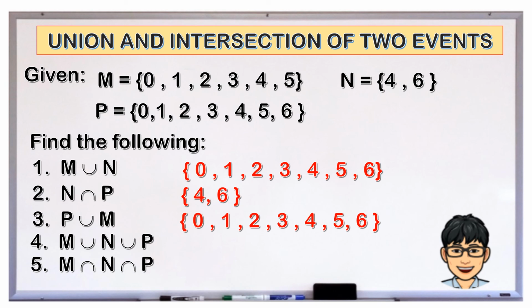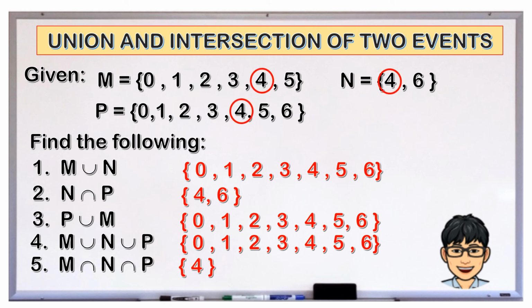Number 4, M union N union P. So, ganun din. This time, we will combine the elements of all given events. So, the answer is 0, 1, 2, 3, 4, 5, and 6. Then, number 5, M intersection N intersection P. So, dito, hahanapin natin ang common elements ng tatlong event. So, makikita natin dito, ang kanilang common elements ay 4. So, therefore, the answer is 4.